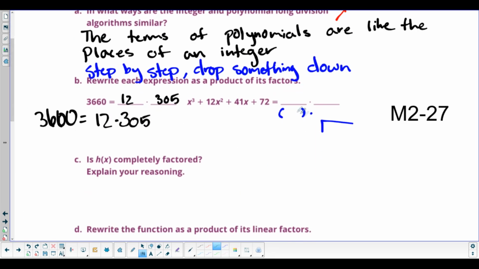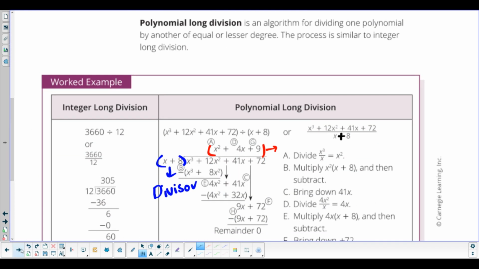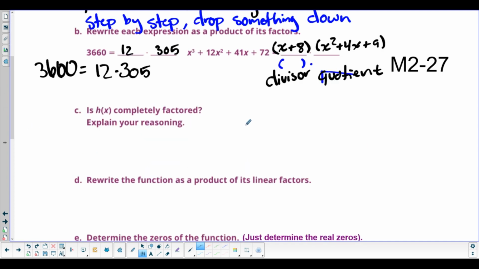Okay, anyway, so this is actually the divisor times the quotient, which was x plus 8 times whatever was left, x squared plus 4x plus 9. And that is the product of its factors. That is this big polynomial. Since we divided our divisor into it, and this is what we got, when we multiply those two things together, it gets me back my original thing.